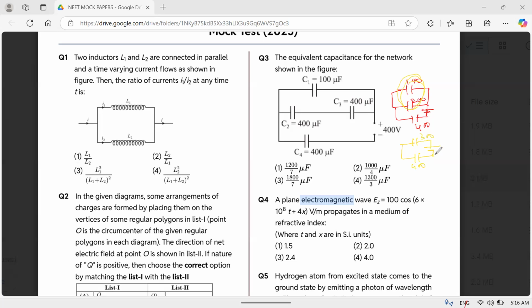Now these two are in which combination? Flow of current is right now from here. There is no division of current. It will be series. So C effective will be equal to 300 into 400 divided by 300 plus 400. See how much I'm getting? 1200 divided by 700.